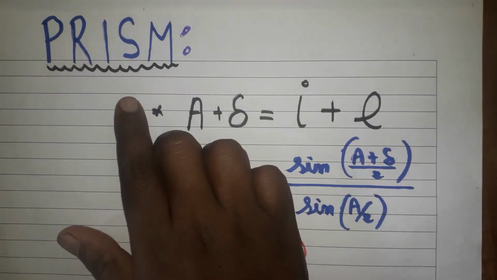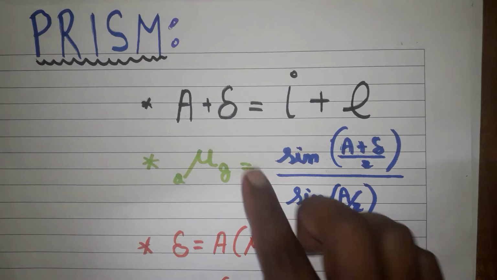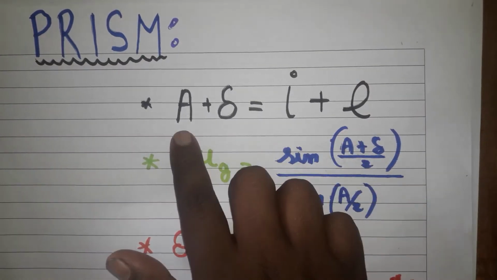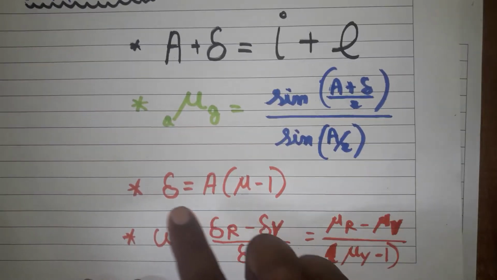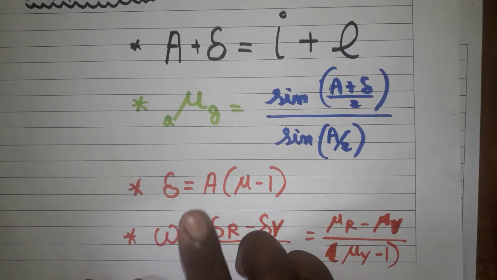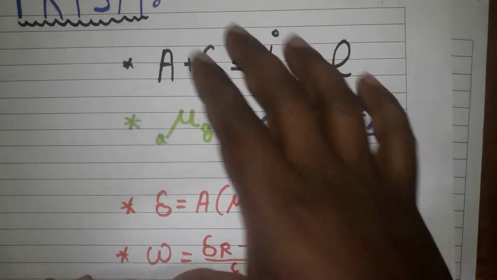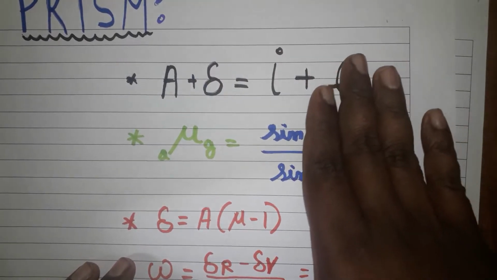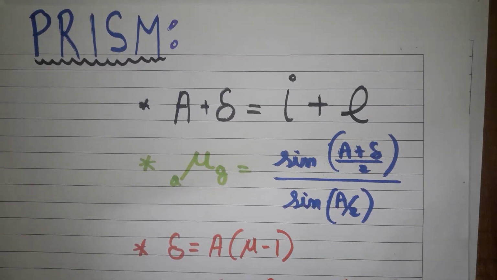Hello students, today we are going to discuss the prism concept. We are going to learn the prism equation: A plus deviation is equal to i plus e, and the refractive index formula. We will also cover minimum deviation, the thin prism, and the angle of dispersive power. These are the concepts we are going to learn about the prism. This is one video which is going to give the full concept of the prism.